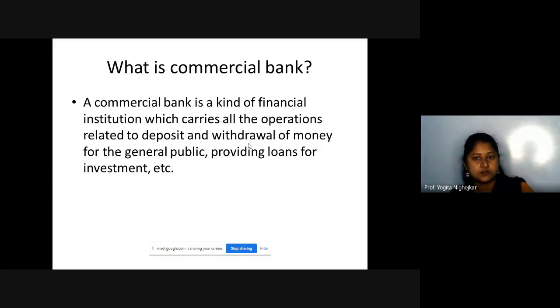Another critical function of this bank, that is the commercial bank, is to offer loans and advances to the entrepreneurs and business people and collect interest. For every bank, it is the primary source of making profits.